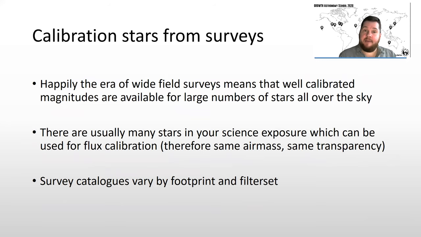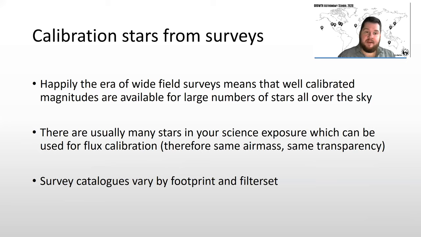Happily, in the modern era, we have a solution to this problem, because we're now in the era of wide field surveys. What that means is huge areas of the sky have been observed by such surveys, and we have well-calibrated stars with well-understood magnitudes all over the sky. So when I take my science exposure, when I take my image of my science target on sky, as well as my science target, there's almost certainly going to be a number of stars in that image which have a very well understood magnitude, and I can treat them as standard stars, okay? And that's great, because if I'm taking my effective standard star and my science target in the same exposure, those are going to be the same air mass, with essentially the same transparency. So all these things are going to cancel out.